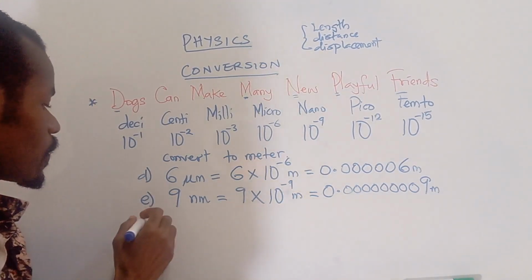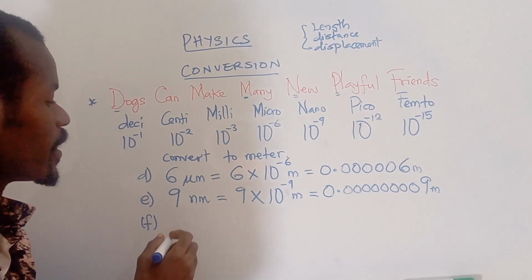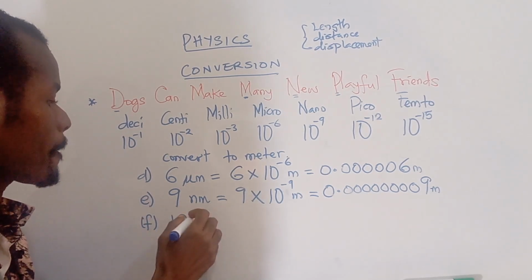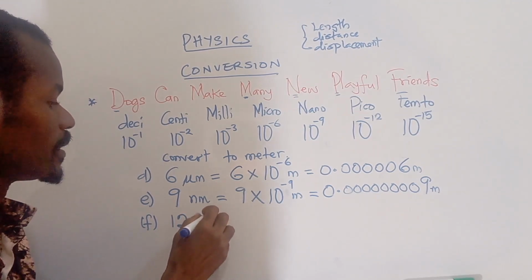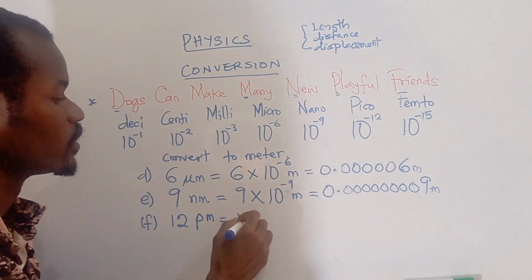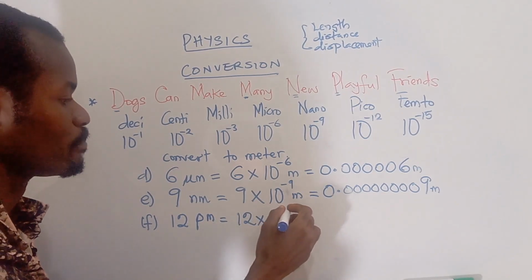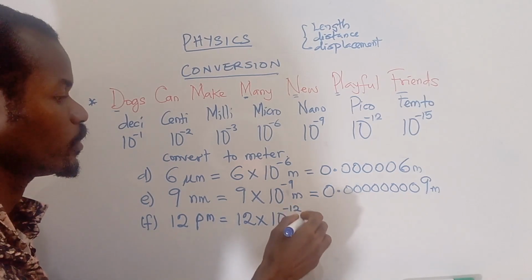Now the next one is, let's say we have 12 picometer. So how do we convert 12 picometer? We're going to say 12 times 10 raised to the power of what? Minus 12 meter.